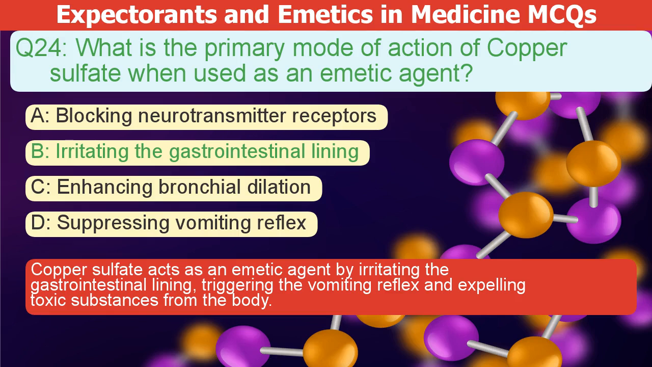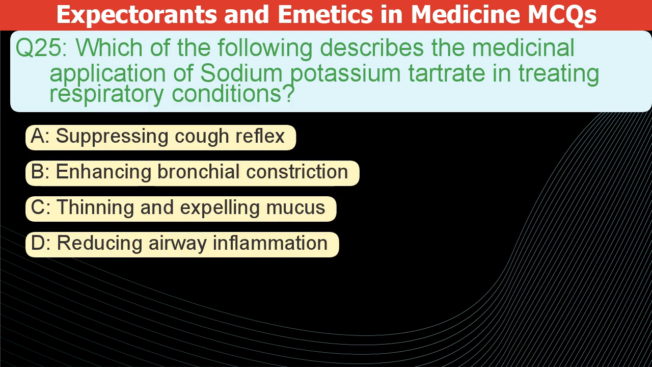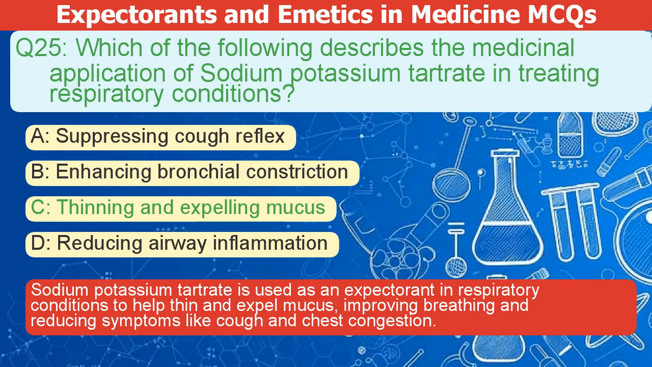Which of the following describes the medicinal application of sodium-potassium tartrate in treating respiratory conditions? A. Suppressing cough reflex. B. Enhancing bronchial constriction. C. Thinning and expelling mucus. D. Reducing airway inflammation. The correct answer is C. Sodium-potassium tartrate is used as an expectorant in respiratory conditions. It helps thin and expel mucus, improving breathing and reducing symptoms like cough and chest congestion.